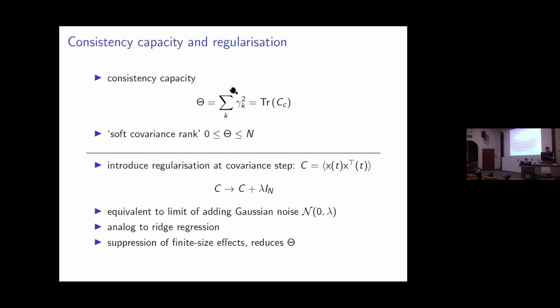Consistency capacity is just the sum over these consistency coefficients. And it turns out, in terms of these previous matrix coordinate transformations that are presented in the algorithm, it's just a trace over this cross-covariance matrix between two replicas. It's very elegant, actually. The trace, so this number, this capacity theta, can take numbers between 0 and n, the size of the reservoir.